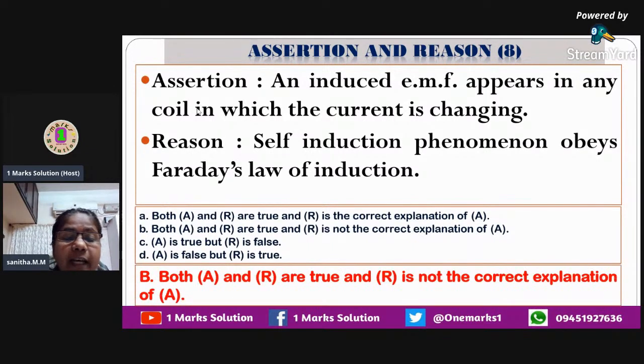So here, the assertion and reason are true, but can we say the reason is the explanation for the first one? No. The reason is telling about self-induction, and the first one is electromagnetic induction. So the answer is option B. And all of you should know who introduced electromagnetic induction? Faraday. Faraday is the father of electricity. Always when you are using current, thanks to Faraday, right?